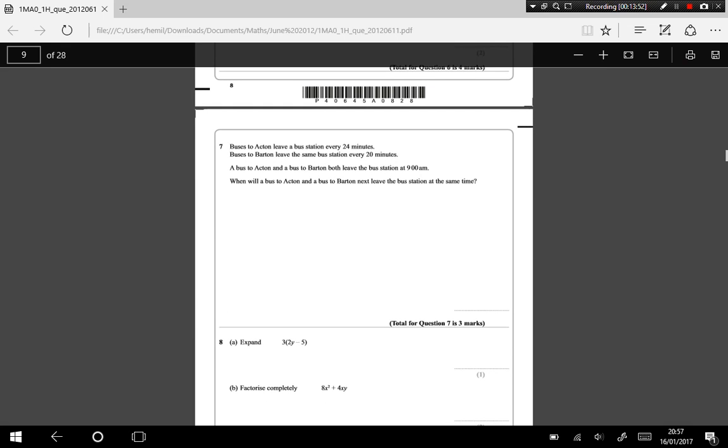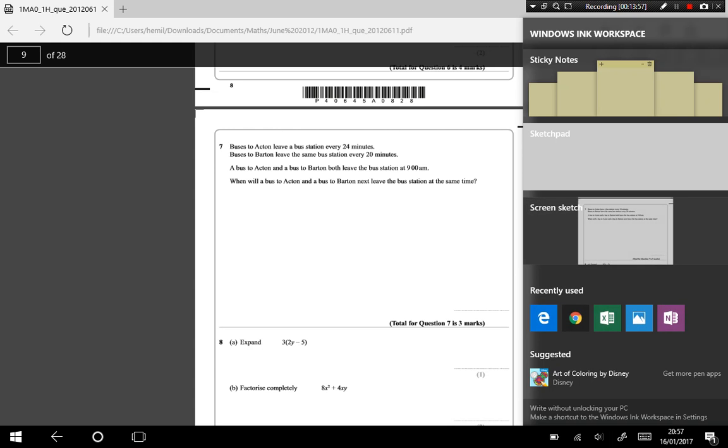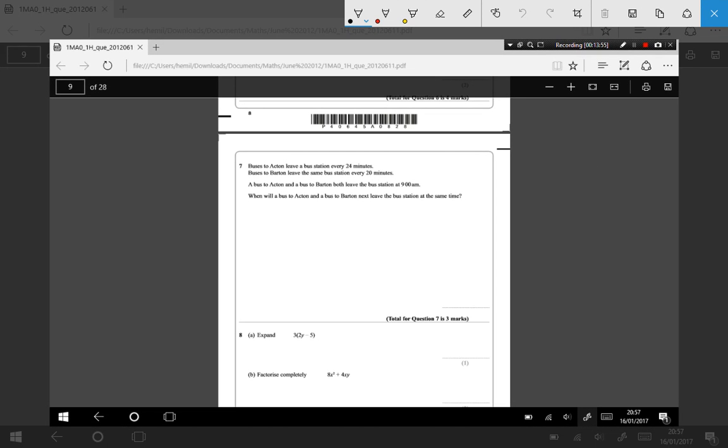Next question now. It says buses to Acton. So this is a common question which comes up, and it's generally a lowest common multiple question. So how you tackle this question is 24 minutes, 20 minutes, and so when do they leave at the same time? So the factors of 24 would be 2 times 2, which is 4, times 2 times 3. So how do I know? Well, 2 times 2 is 4, 4 times 2 is 8, and 8 times 3 is 24. And 20 would be 2 times 2, which is 4 times 5, which is 20.